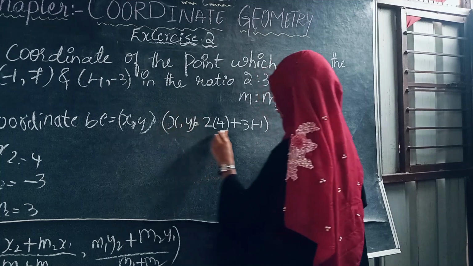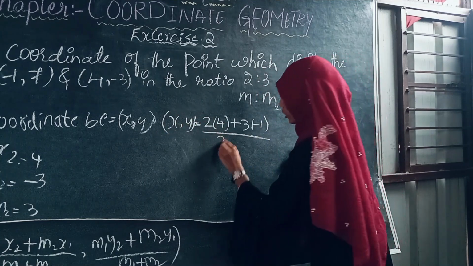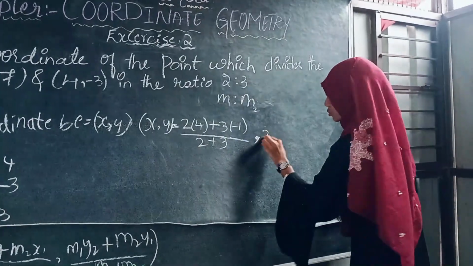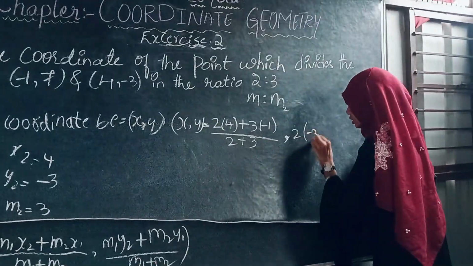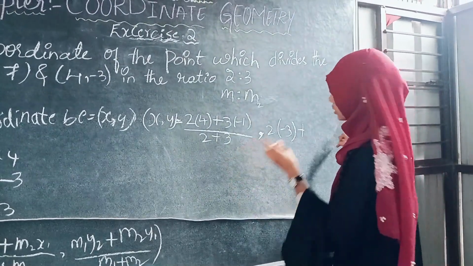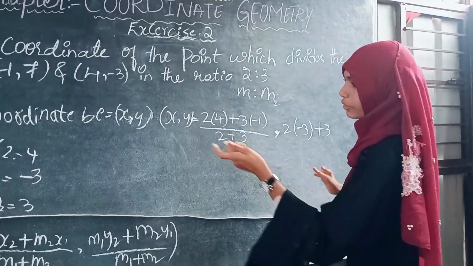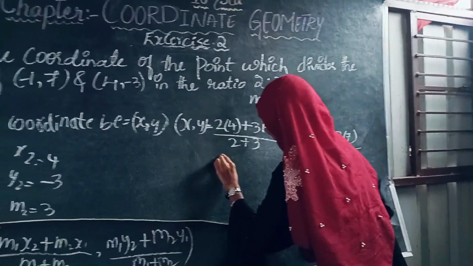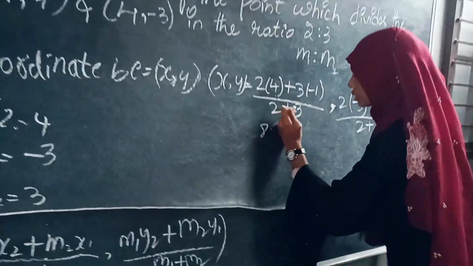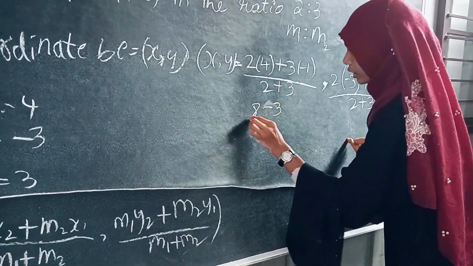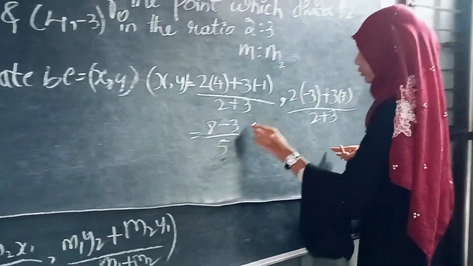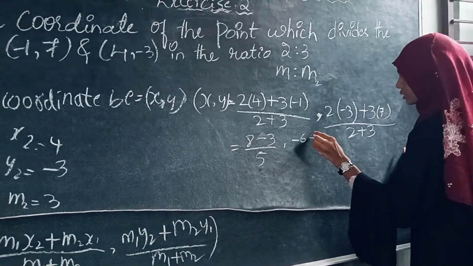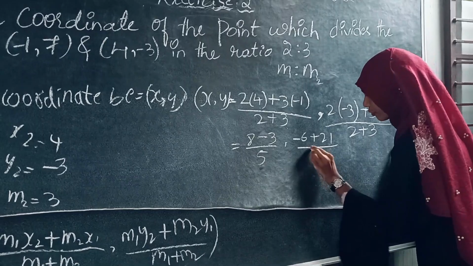x comma y, 2 divided by 2 plus 3, comma, m1 is 2, y2 is minus 3 plus m2 is 3, y1 is 7 divided by 2 plus 3. 2 fours are 8 plus minus 3, plus into minus is minus, 3 divided by 2 plus 3 is 5, comma, 2 threes are 6 minus 6, 3 sevens are plus 21 divided by 5.